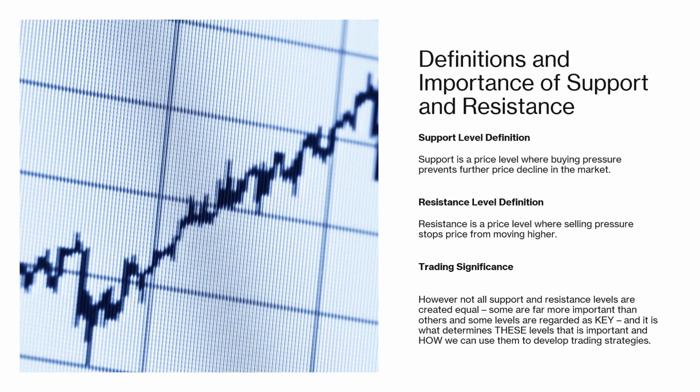A support level definition is essentially where buying pressure prevents a further price decline in the market. This is where the market enters and starts to buy. Resistance is where you see people starting to sell. And why is this significant?